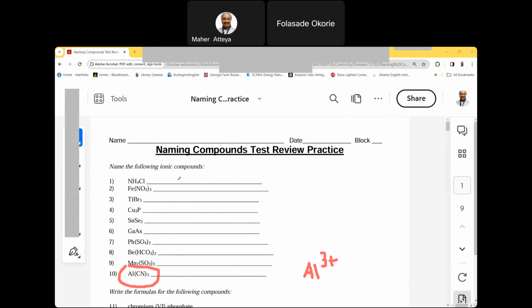So do the following compounds: 10 and 7, 2 and 1. Write it down: 1, 2, 7, and 10. Take a snapshot of them and then answer them. There should be a whiteboard somewhere. Not sure.